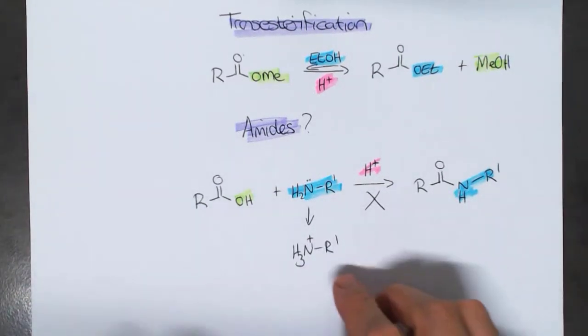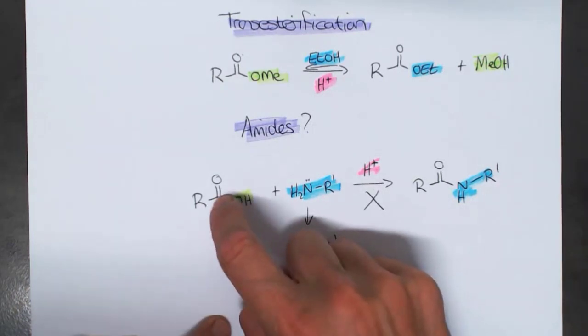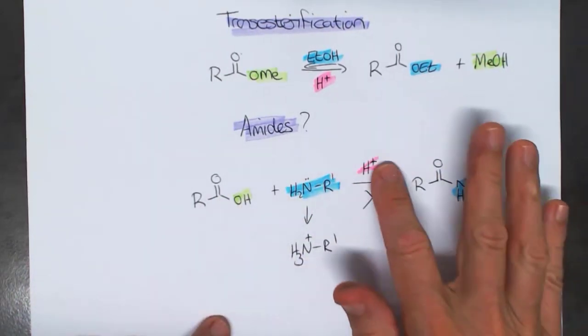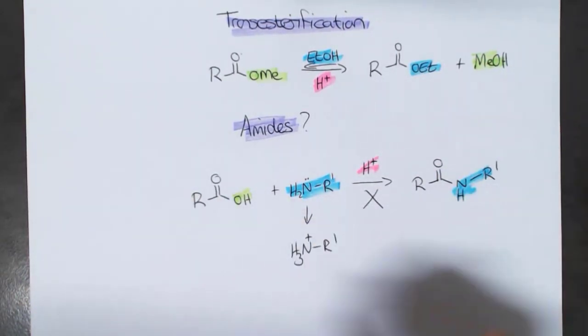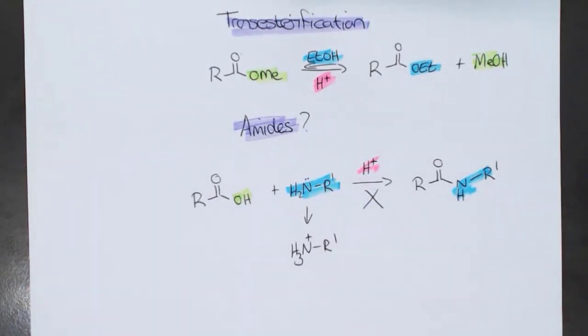And once that happens, we've taken away the very thing that we need for this reaction to occur. We needed that lone pair. The lone pair of the nitrogen needed to react over there, and we've just knocked it out with the very thing that we need for this reaction to occur. So amides are absolutely impossible to make via this type of reaction.